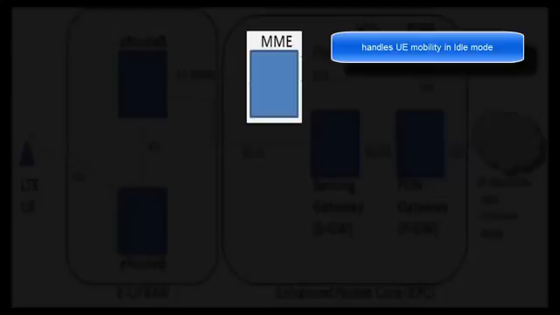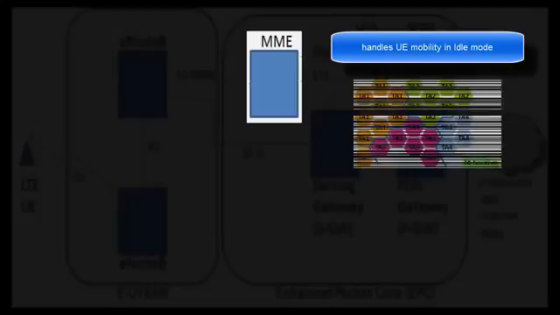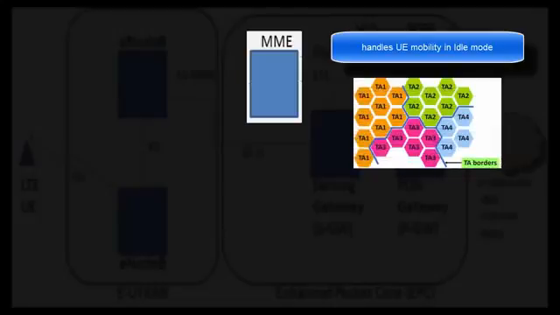So the challenge is, if the location of a UE in idle mode is not known to the network, then how will the network page such UE if there is some call or message for this UE? So here is the solution. Every cell in LTE has been allocated a code called tracking area code. Every cell sends this tracking area code in its cell broadcast information.